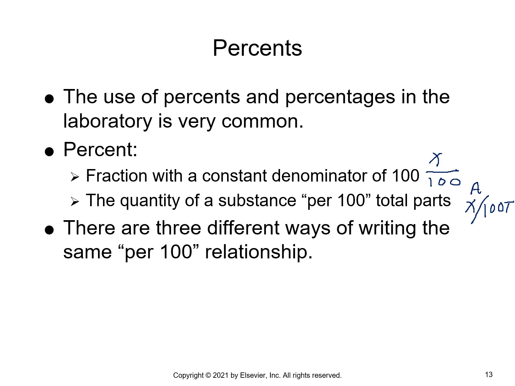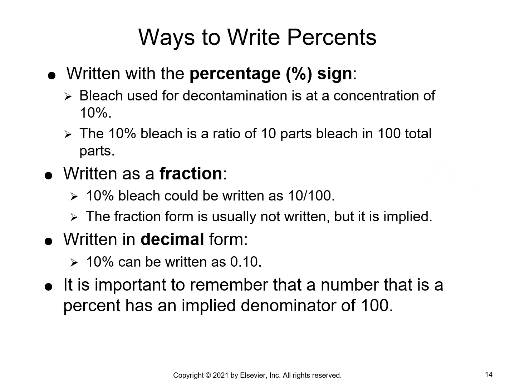There are 3 different ways that we can actually write a percent, which means per 100. So the ways to write a percentage would include using the percentage sign. In the lab, we use a 10% bleach solution to do our decontamination of our countertops and things. So we would just write that out as 10% with a percent sign. But if we want to think about what is actually in that 10% bleach solution, then we would think of it in terms of ratio and proportion.